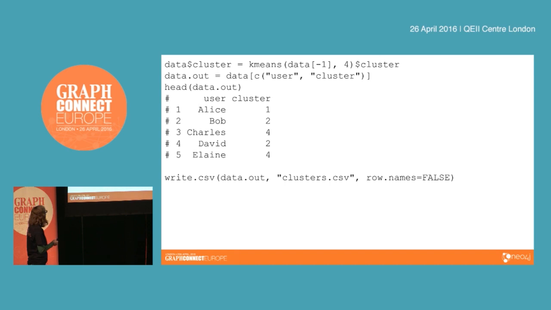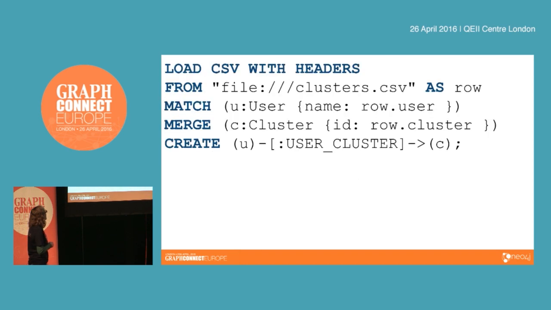So I've then written that to a CSV, and then I can load this into the graph, right? So again, I had users and I had cluster assignments, and so this CSV just has 2 columns.